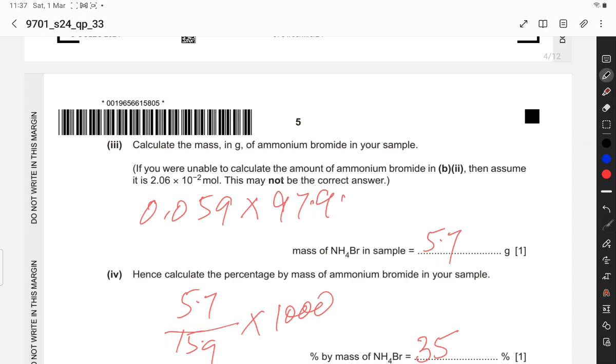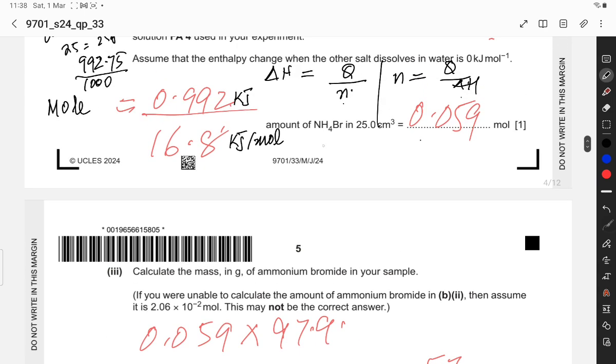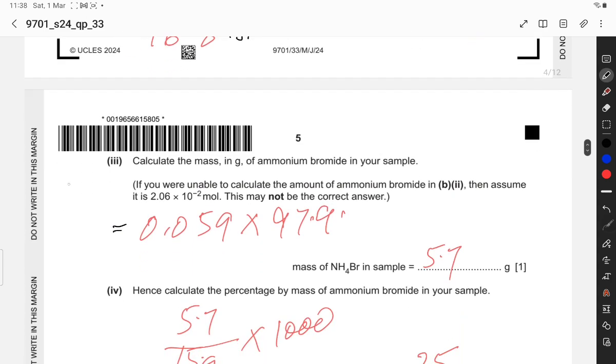If you were unable to calculate the amount of ammonium bromide in B2, then assume it is 2.06 × 10^-2 mole. This may not be the correct answer. So we have moles of ammonium bromide 0.05. The answer mass is calculated.